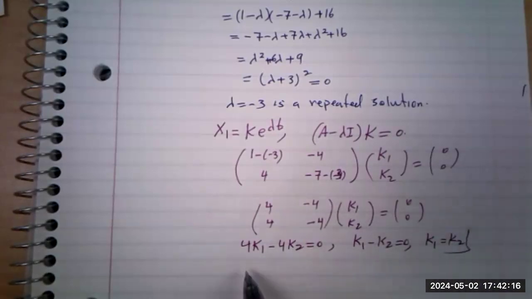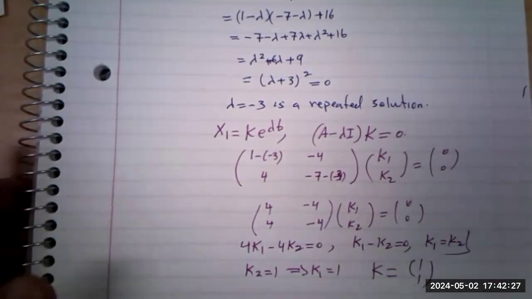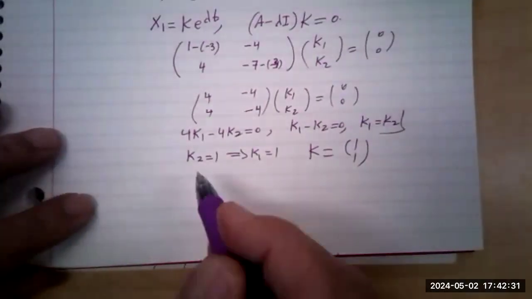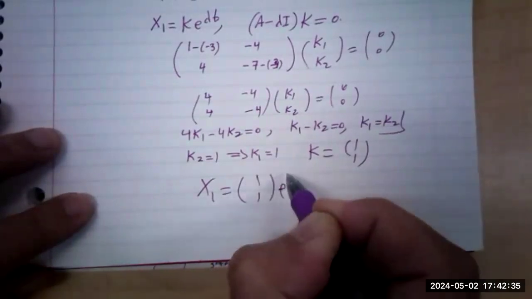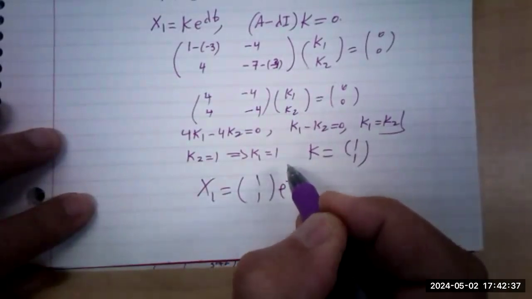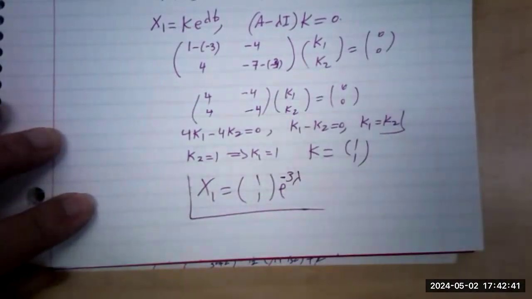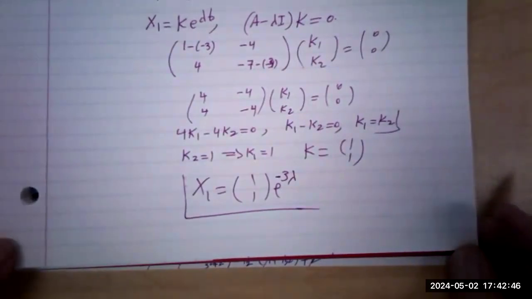So pick a number, k2 equal to 1, so k1 will be 1. So k is 1, 1, and we can declare the first solution. The first solution is going to be 1, 1 e to the -3t. So that's the first solution. Okay, any question?